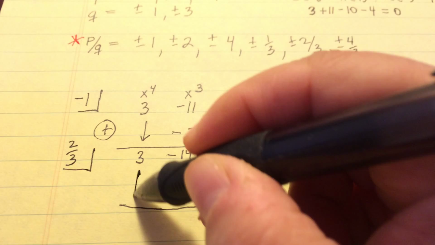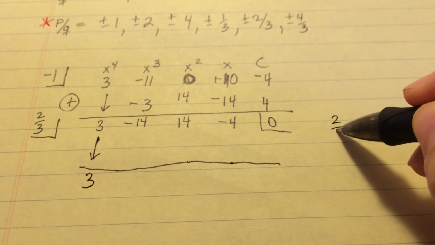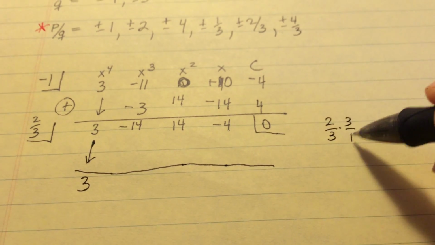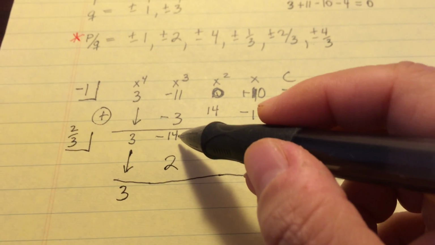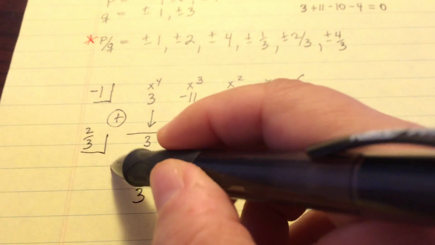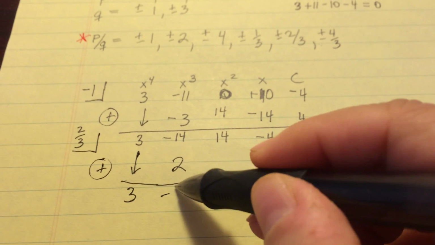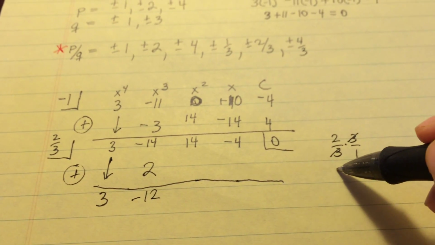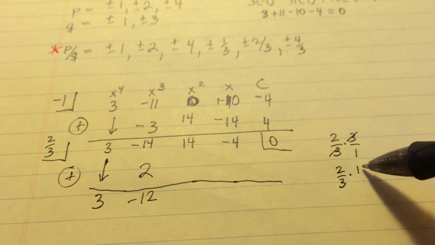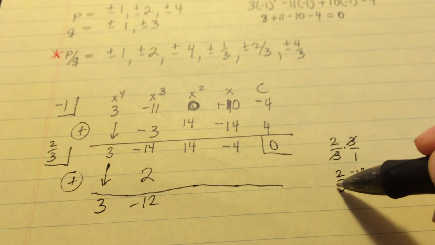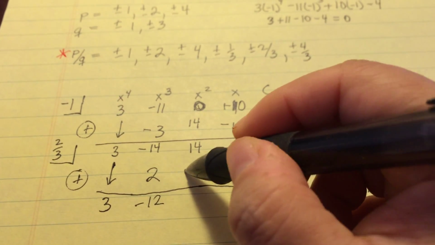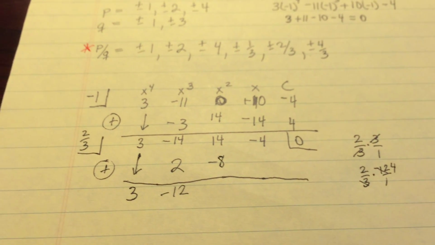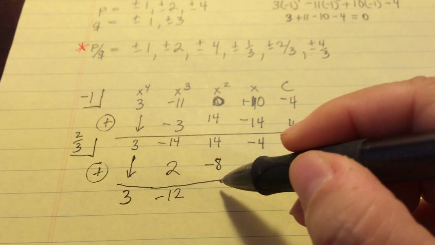Okay, so here we go. If I bring the 3 down, 3 times 2/3. So let me just do that on the side. 2/3 times 3, the 3's can cancel out. You're left with a 2. So that's 2, this part right here. Negative 14 plus 2, because remember this is a plus, is negative 12. Then 2/3 times negative 12 is going to be, let's see, 3 goes into 12 4 times, so that's negative 8, right? So it's negative 8. 14 and negative 8 is 6.